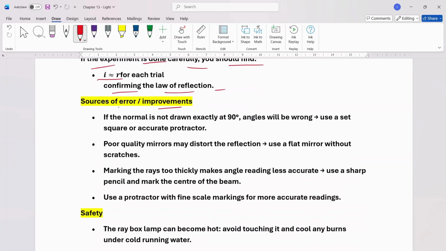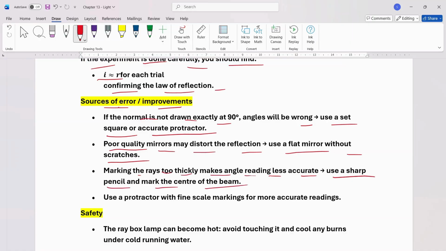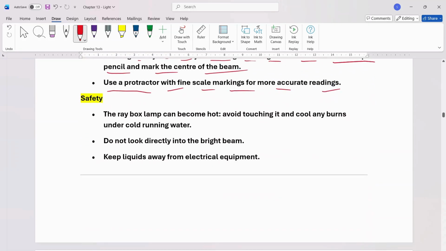Sources of error and improvements in this experiment: if the normal is not drawn exactly at 90 degrees, the angles will be wrong. Use a set square or accurate protractor. Poor quality mirrors may distort the reflection. Use a flat mirror without scratches. Marking the rays too thickly makes angle readings less accurate. Use a sharp pencil and mark the center of the beam. Use a protractor with fine scale markings so that accurate readings can be done.